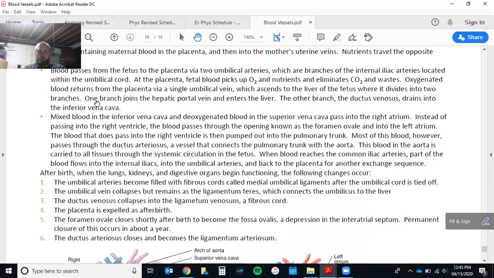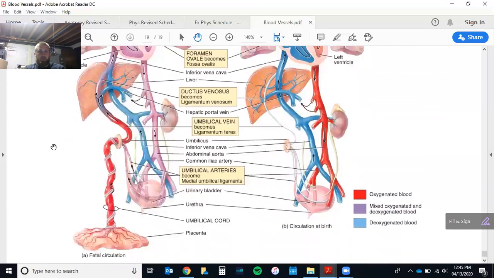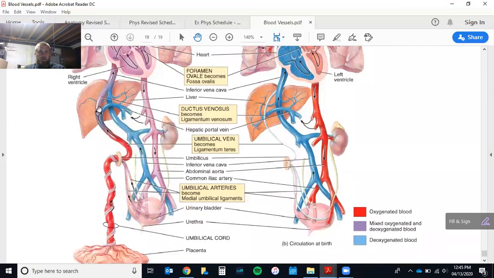Let's pick up right where we left off. One branch joins the hepatic portal vein, enters the liver. The other branch, called the ductus venosus, drains into the inferior vena cava. Okay, so here is one. Okay, joins that hepatic portal vein right there. The other one, right there, ductus venosus, drains into the inferior vena cava.